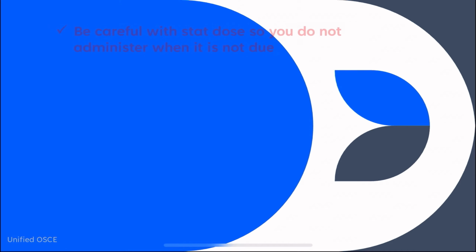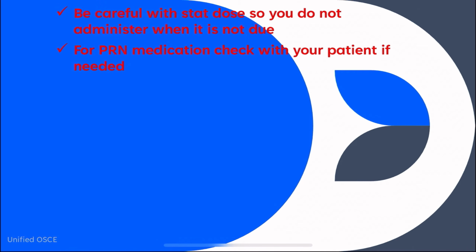Be careful of stat dose so you do not give a repeat or administer when it is not due. When you have a drug that is given already under stat dose, when you have it in regular, please go back and confirm the time it was given. For PRN medication, check again if it is needed before you go ahead to dish it. Once you're done with dishing out the medication, ensure your trolley is locked, or verbalize that you make sure your trolley is locked. Do your hand hygiene again. Then you can go back to administer the medication.